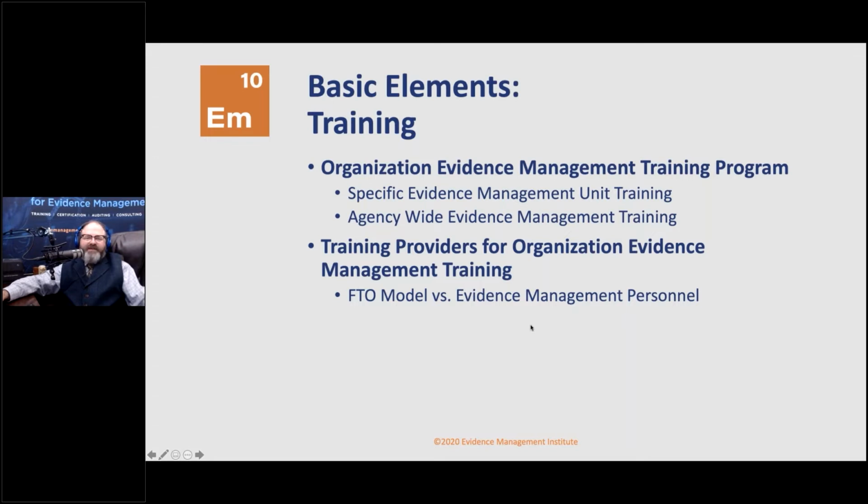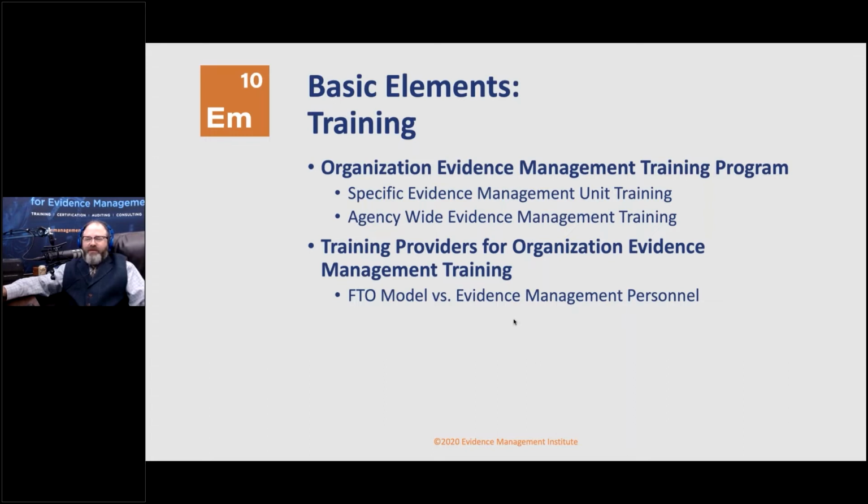And in most agencies, or at least agencies that I've been exposed to, the way officers have learned to package evidence, the way that they have learned to submit evidence or document evidence, has typically come through the FTO program or the PTO program. And generally, I was an FTO and a PTO, a police training officer, when I was a young police officer.